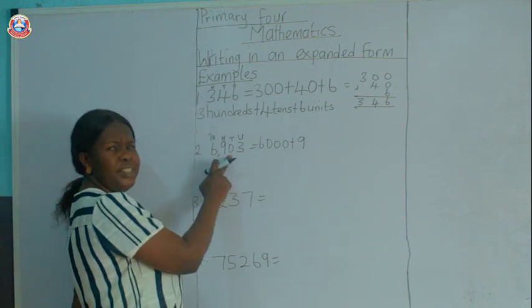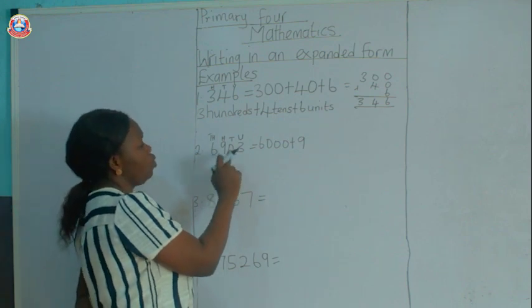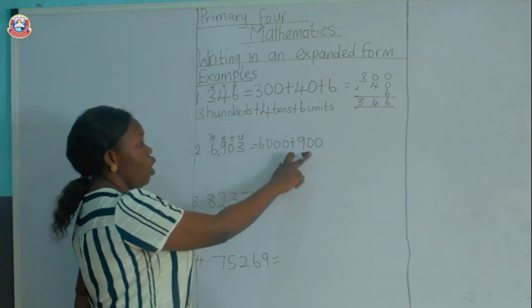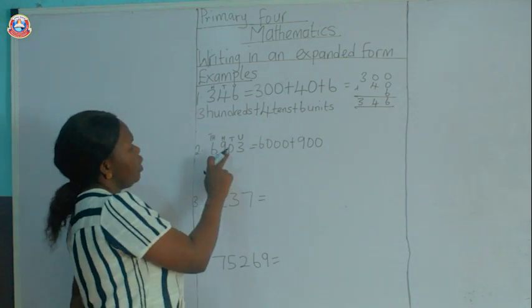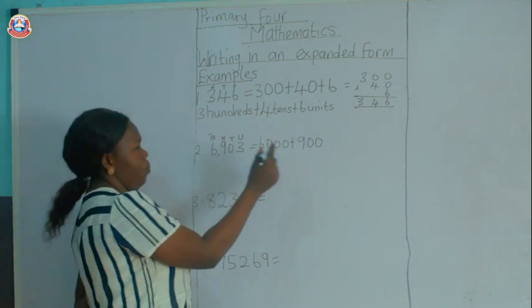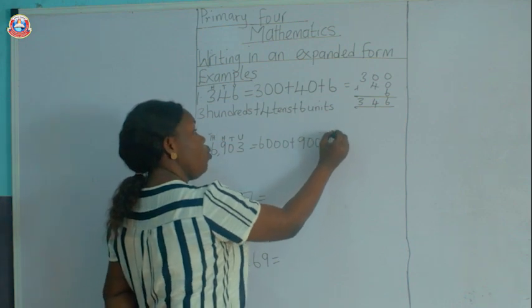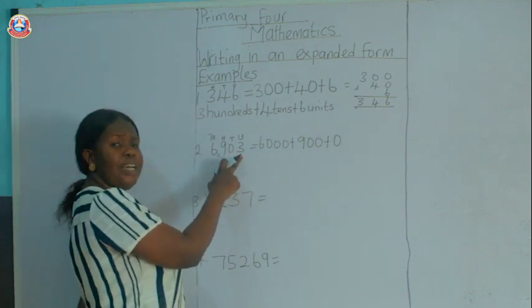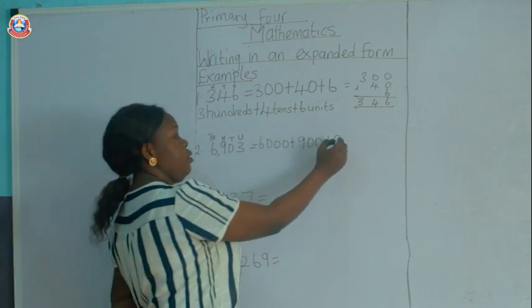How many figures do I have after 9? 2. 1, 2. So change it to 0, 0. Which is what? 900. The next figure there is what? 0 plus 0. Don't forget to pick the number first. We have picked the number. So how many digits after that? 1. So I add 1 0 to it.